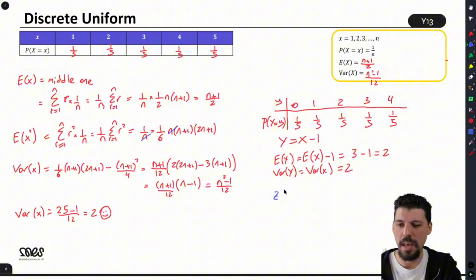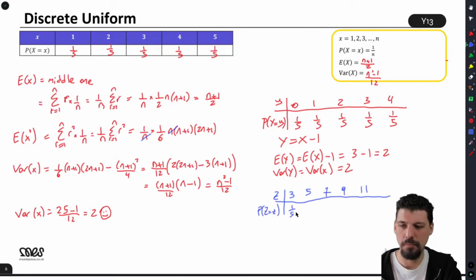So if we go z, that is a terrible straight line. One fifth, one fifth, one fifth. This looks like it's uniform. We do need to make sure the jumps are all equal. It does need to be uniform. But here z is 2x plus 1.